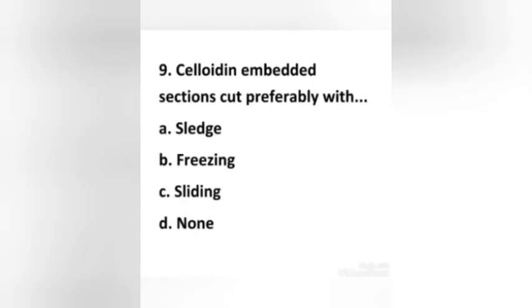Next question, celloidin embedded sections are cut preferably with sledge microtome, freezing microtome, sliding microtome, none. Here the right answer is option C, celloidin embedded sections are cut preferably with sliding microtome. Right answer is option C, sliding microtome.